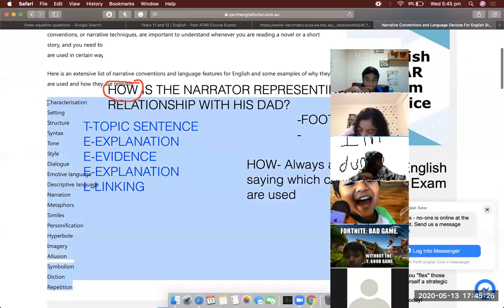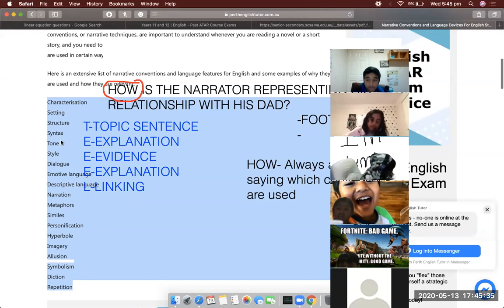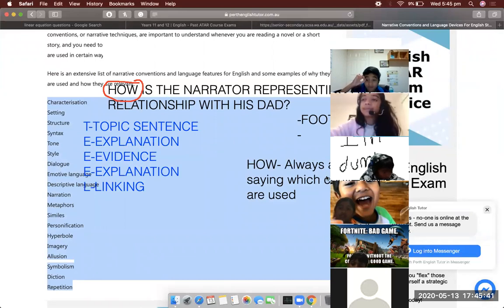Any of these words that you don't understand? What's syntax? Syntax is word choice. For example, I can say Hamdan is cool, or I can say Hamdan is gang. It's like the different words that I choose, which kind of tells you who I am. Do you understand?